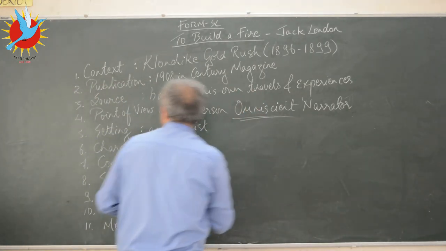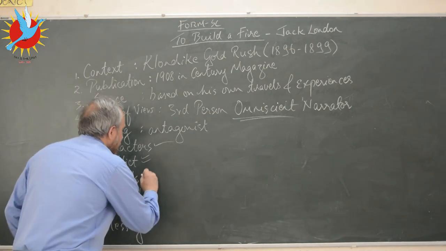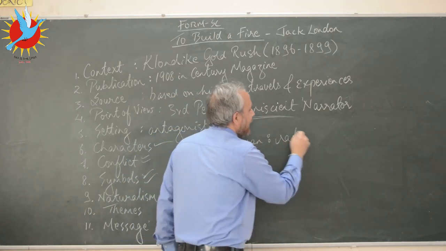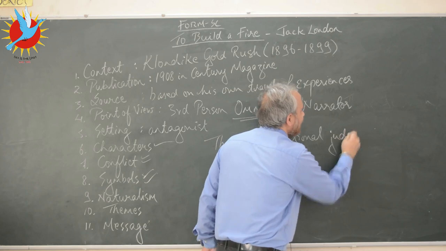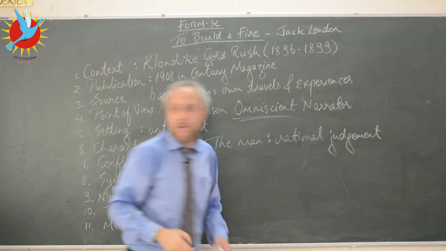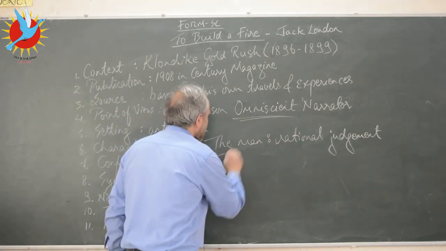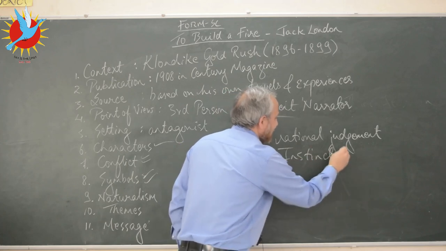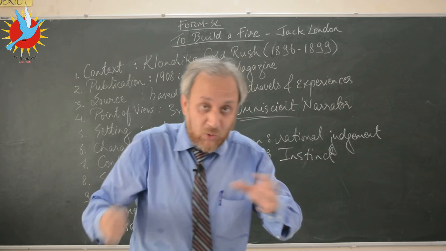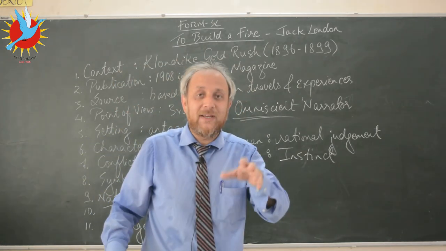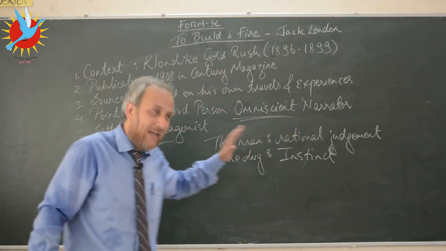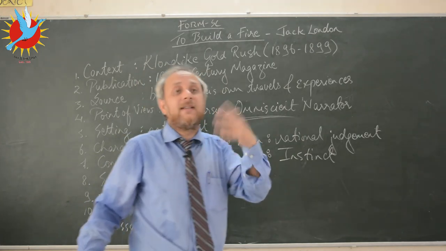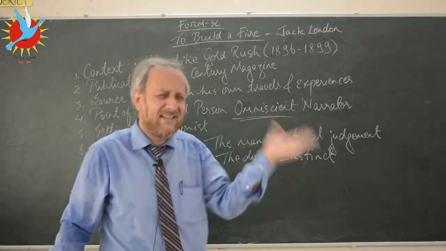Okay, fine. Let's move on. Now look at the symbols. The man symbolizes rational judgment. Remember that? What about the dog? The dog symbolizes instinct. And the dog too is a part of nature. Nature in this particular story is indifferent to the man. We'll get to that part later, but remember that the dog is not really bothered about the fate of the man. He's not concerned whether the man lives or dies. It doesn't really bother the dog.